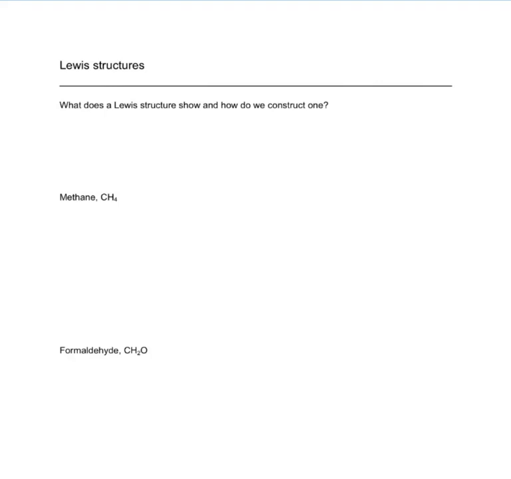So let's start with just the basics of what does a Lewis structure show and how are we going to put one together? So what a Lewis structure shows is atoms and valence electrons. And you probably remember that the valence electrons are the ones that are contained in the outermost shell of an atom. Now, how do we construct one? So you probably learned in general chemistry a set of rules or guidelines to approach a problem like this. So let's review that in the context of this molecule here, which is called methane.